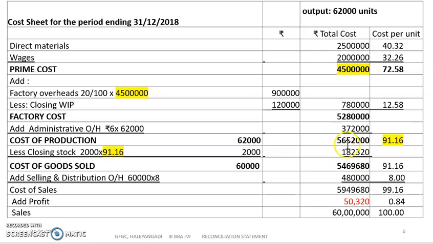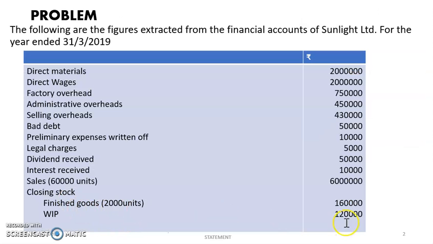Cost of production is 56,52,000. Okay, now there is closing stock in the question and they've given the units of the closing stock. In that case, when units are given, you need to take the cost of production per unit to find out the value of the closing stock. You cannot take the closing stock given in the question.